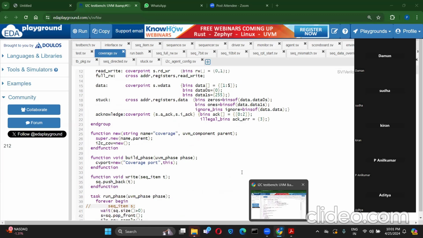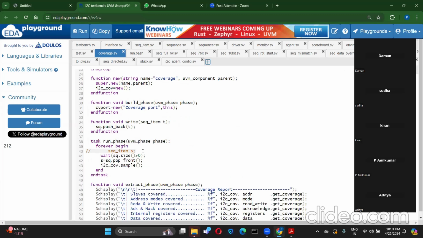Like this run phase. So basically, according to me, the run phase means the driver has driven the pins or the interface to the DUT, and then the DUT is running. So that is the run phase, and when the DUT is running, it will send the output to the monitor, and then the monitor will send it to this coverage module.